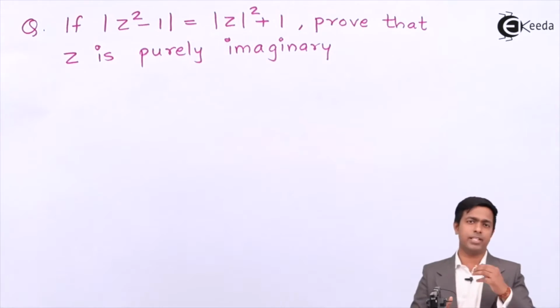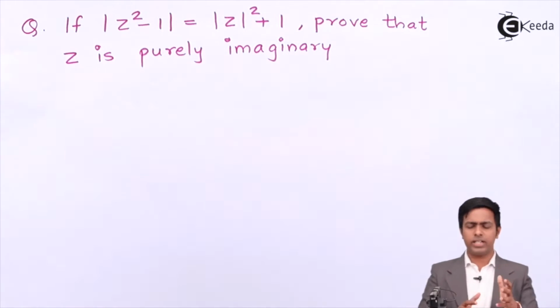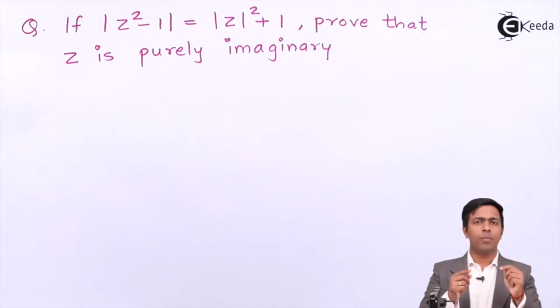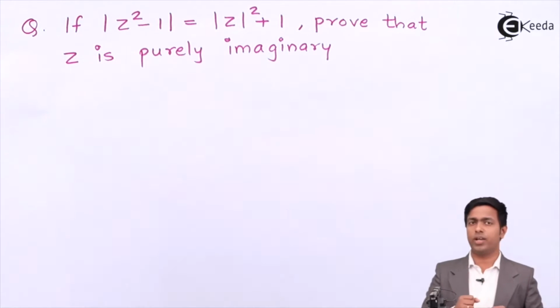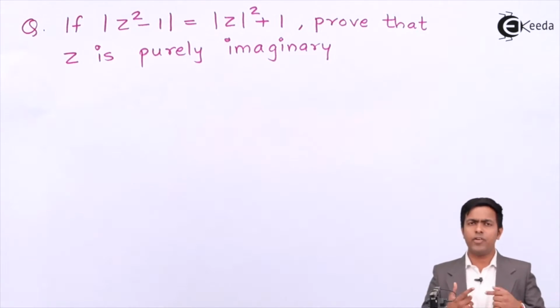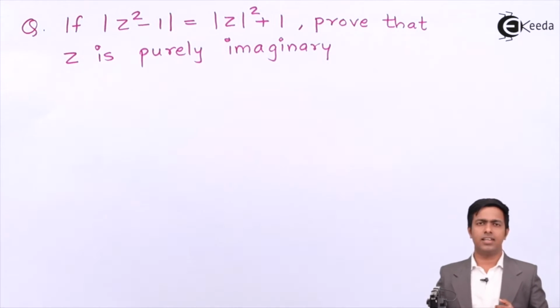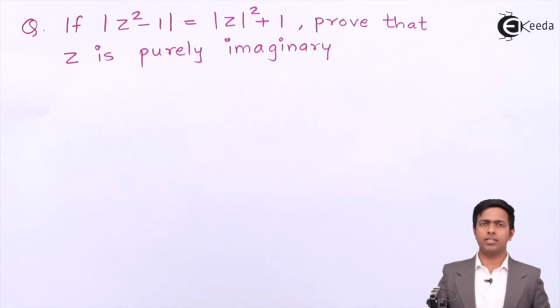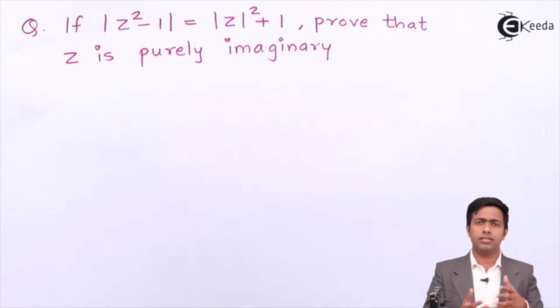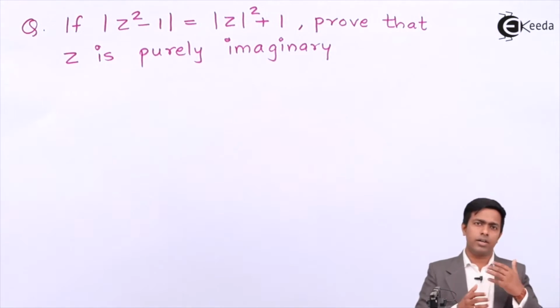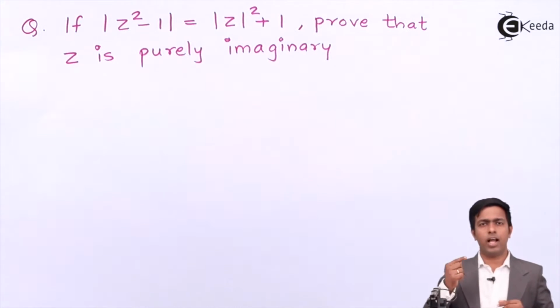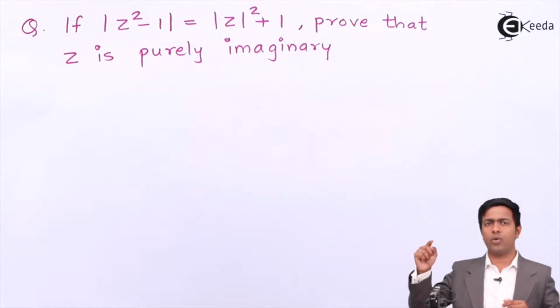A question based on complex numbers. It is given that mod of z square minus 1 is equal to mod of z the whole square plus 1, and we have to prove here that z is purely imaginary. Now guys, what is the meaning of purely imaginary? Purely imaginary is a number where the real part does not exist. It means the value of z has to be only iy.